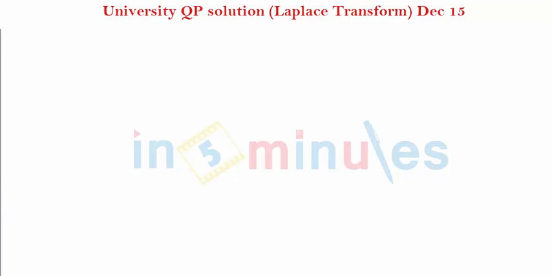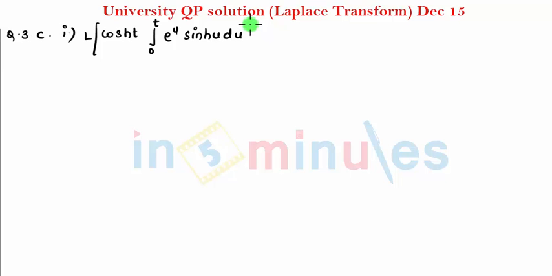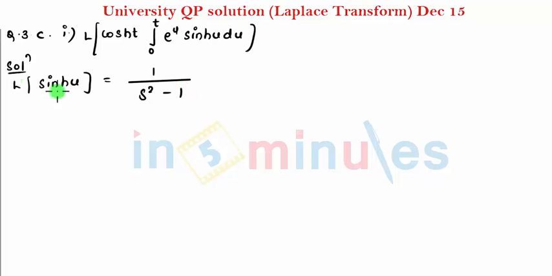The next is we need to find the next sum of the same paper as question number 3C. First, we need to find Laplace inverse of cos hyperbolic t times the integral from 0 to t of e raised to u sin hyperbolic u du. Let's start with the solution. First we'll be finding Laplace of sin hyperbolic u. So that is 1 divided by s square minus 1.